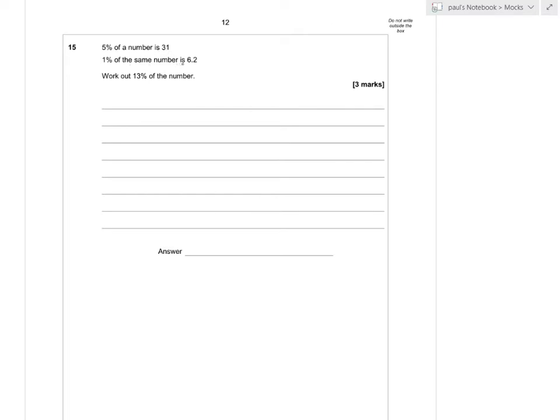5% of a number is 31. 1% of the same number is 6.2. Work out 13%. So we've got 5% is 31. Another 5% is 31. And 1% is 6.2. And another 1% is 6.2. And another 1% is 6.2. So if we add all those numbers up, we should get 13% of that number.